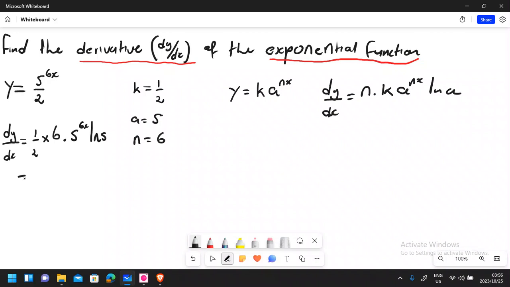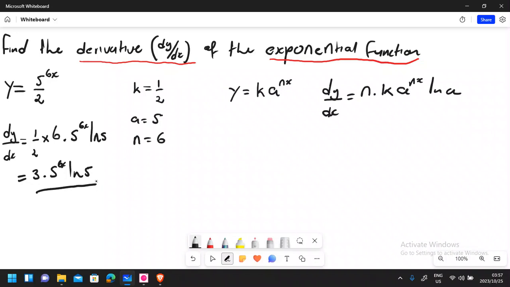There we go. If you continue, we can say 6 divided by 2. Guys, do not multiply this 6 with that 5 to the power of 6x. You're not allowed to do that because this 6 doesn't have the same exponent as this here. The exponent here is 1, so it's a number, so you can only divide 6 with 2, so this is going to be 3, and then multiply by 5^(6x), and then natural log 5 is our answer.